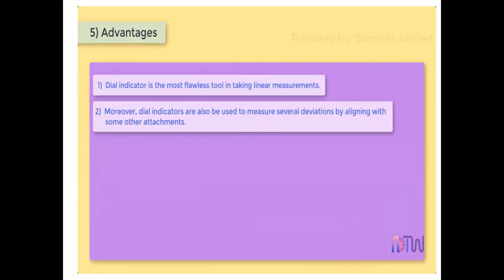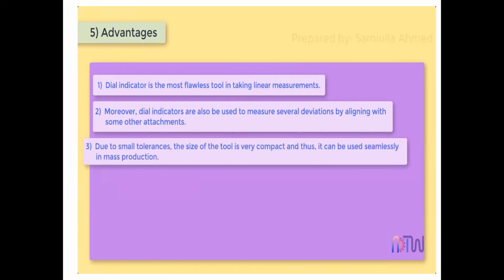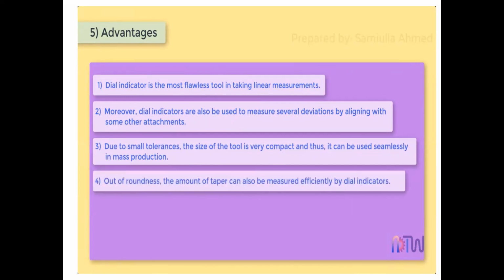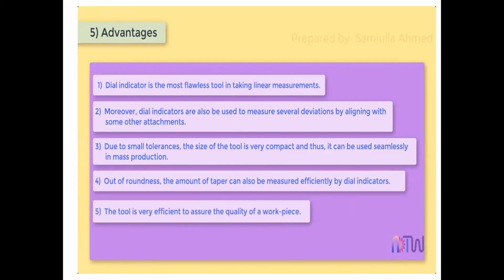Advantages. 1. Dial indicator is the most flawless tool in taking linear measurements. 2. Moreover, dial indicators can also be used to measure several deviations by aligning with some other attachments. 3. Due to small tolerances, the size of the tool is very compact, and thus, it can be used seamlessly in mass production. 4. Out of roundness, the amount of taper can also be measured efficiently by dial indicators. 5. The tool is very efficient to assure the quality of a workpiece. 6. Dial indicator is also useful in dimension control.